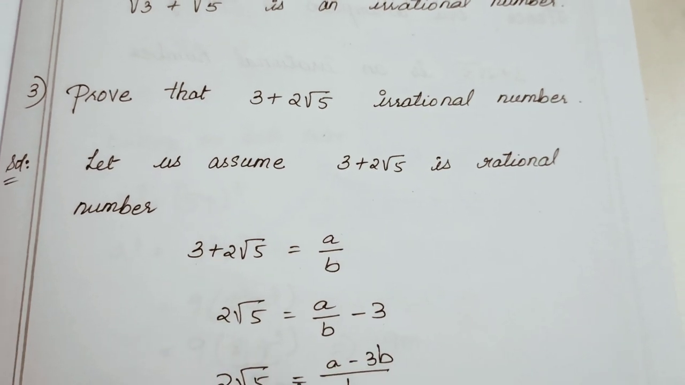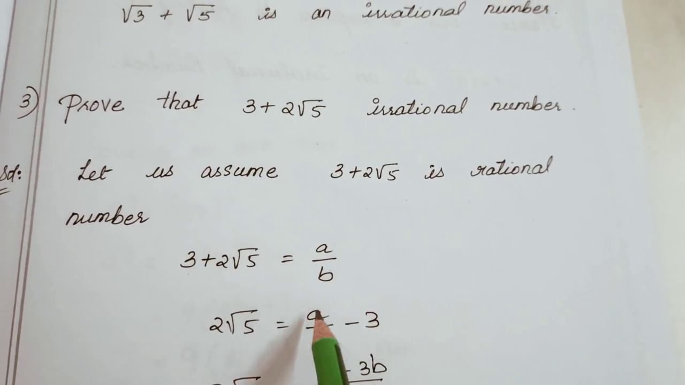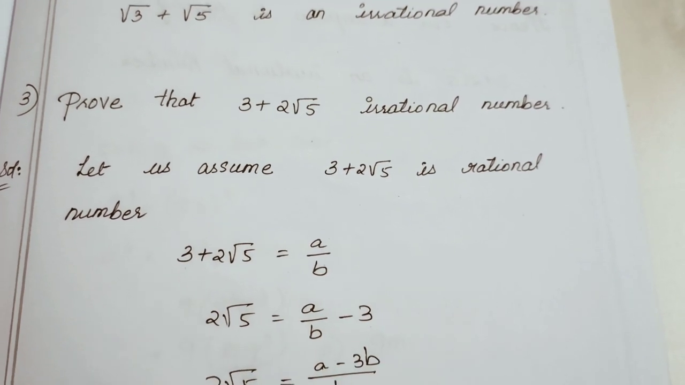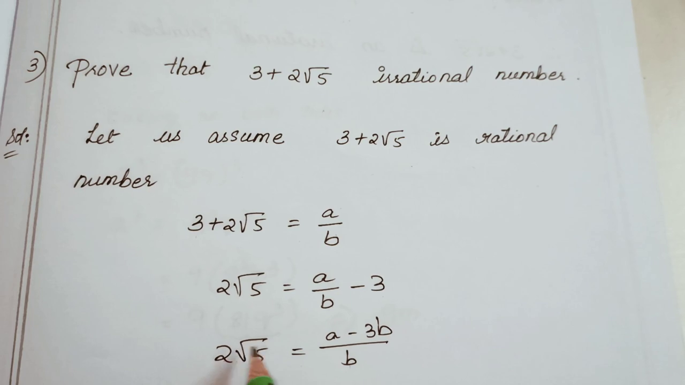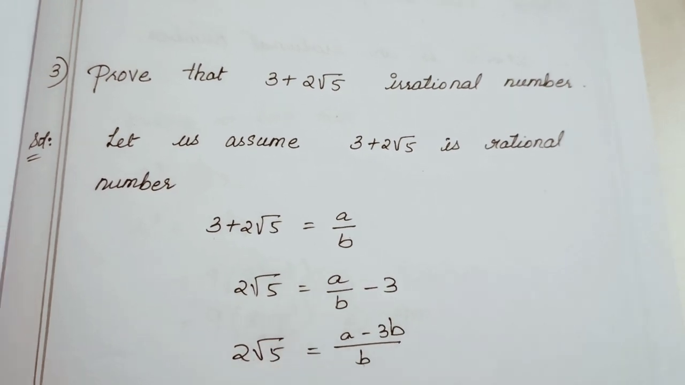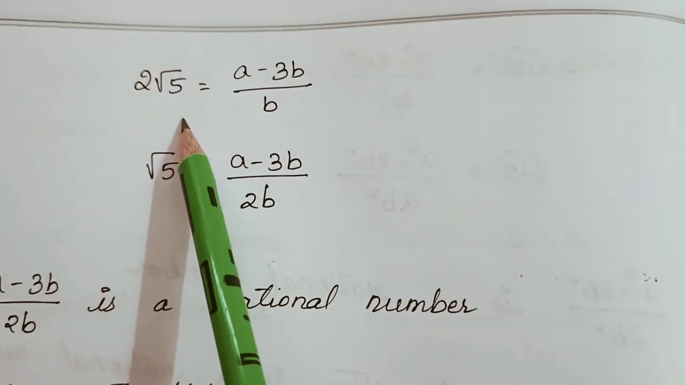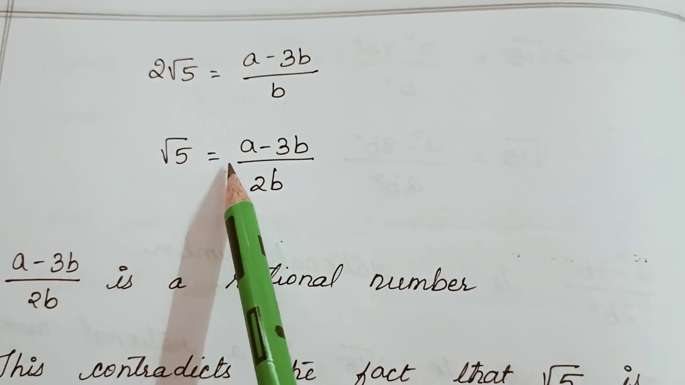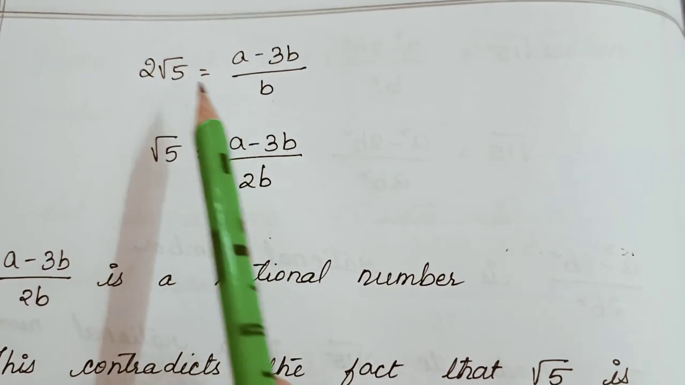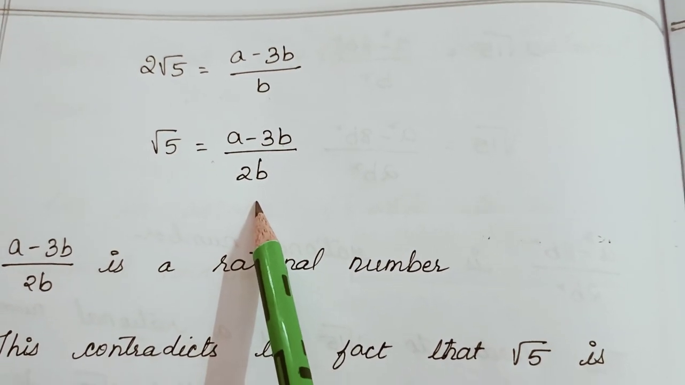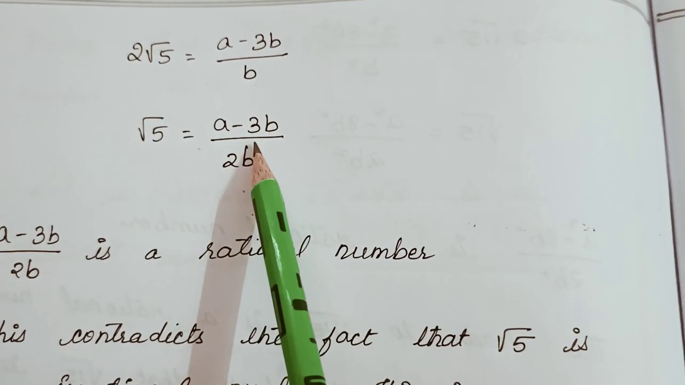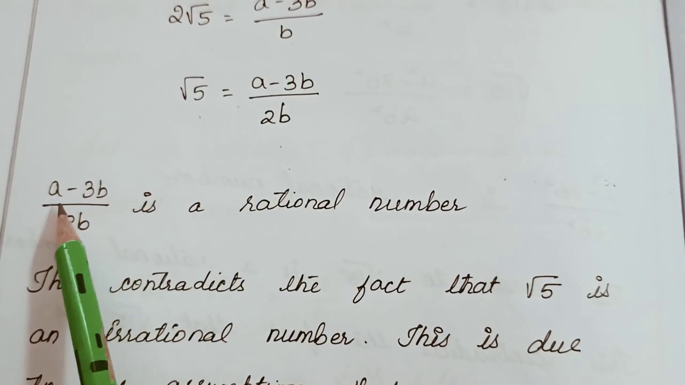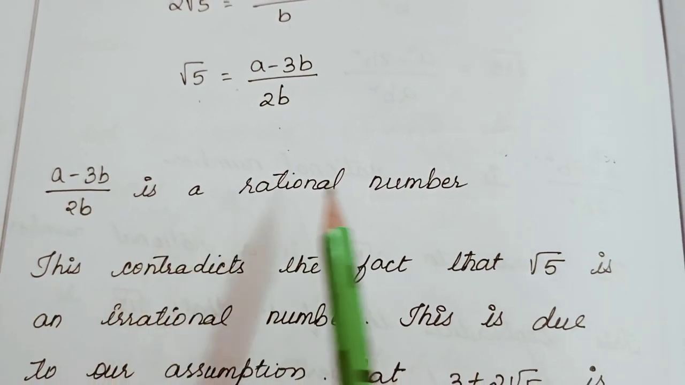So 2 root 5 is equal to, now take the LCM. The LCM will be b, so a minus 3b. Now send this 2 to the denominator. So root 5 is equal to a minus 3b by 2b. This is a fraction, this is an irrational number and this is a rational number. A minus 3b by 2b is a rational number.